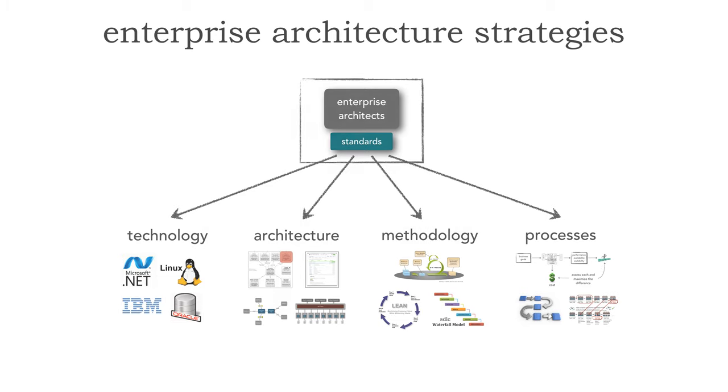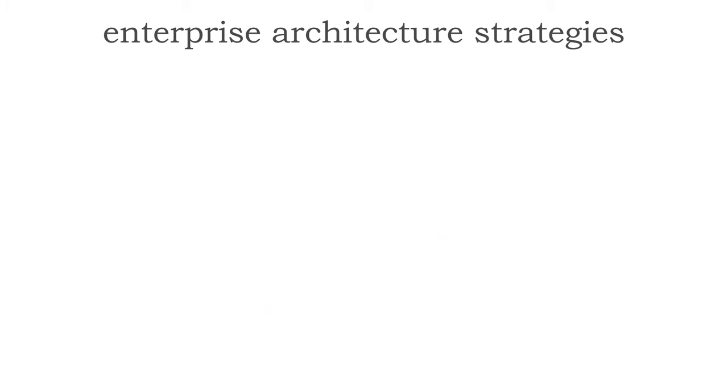Within the enterprise architecture strategies, there are two main types of strategies that exist, and within those, two in each of these categories. So really what we have are centralized strategies and decentralized strategies. Centralized strategies really get their name from the fact that there's a single enterprise architecture team creating, applying, and governing all of those standards across the enterprise.